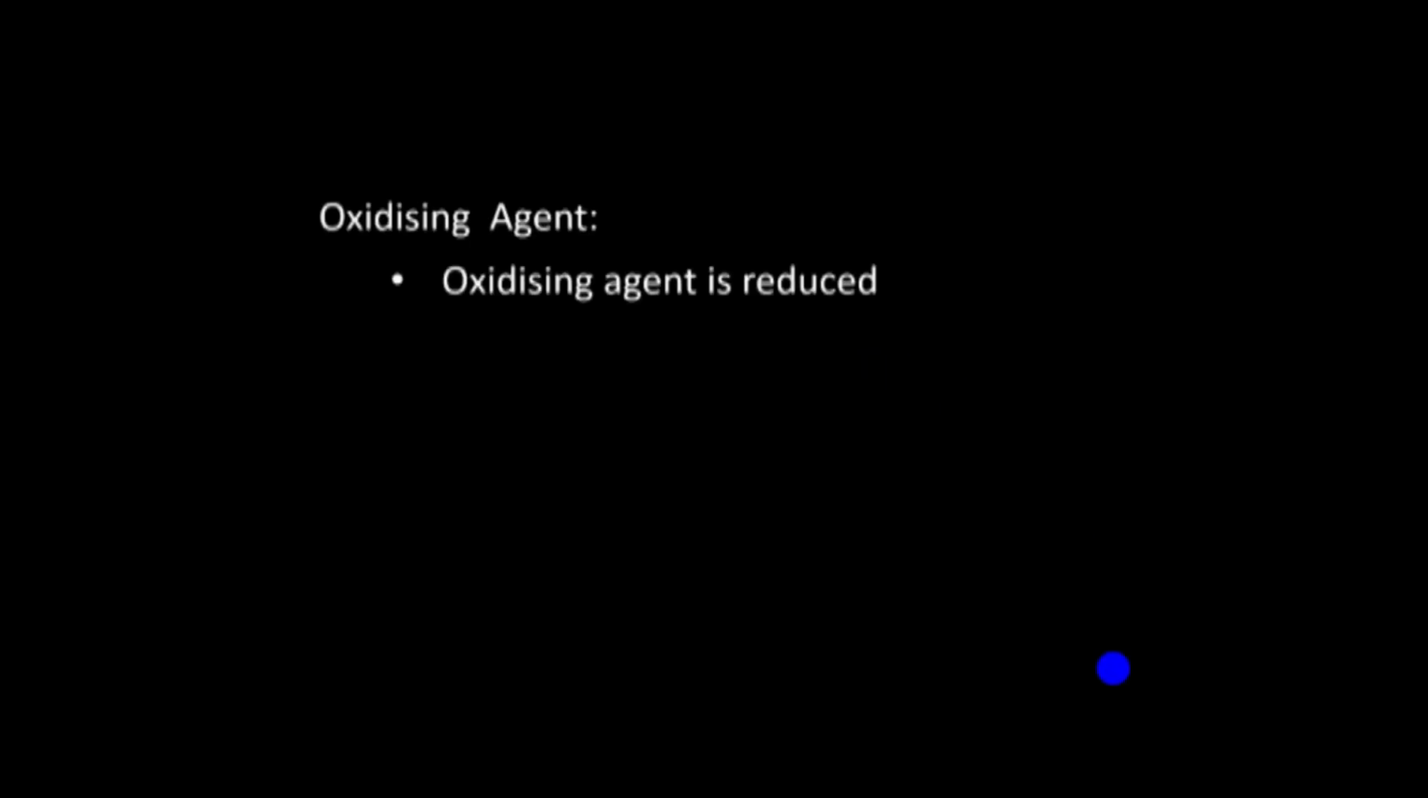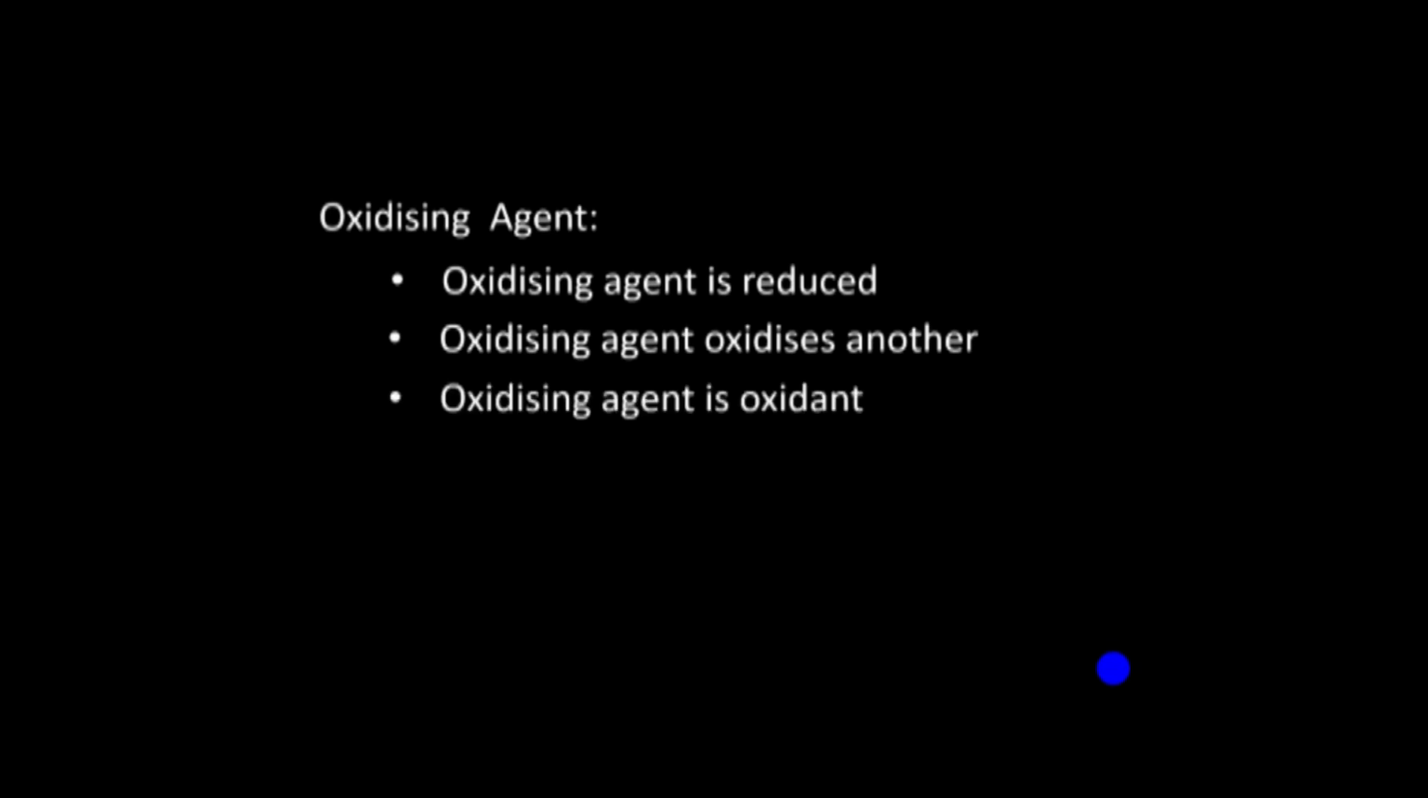Then oxidizing agent and reducing agent. Oxidizing agent is reduced. Oxidizing agent oxidizes another one. Oxidizing agent is the oxidant. All non-metals except carbon and hydrogen. Then potassium dichromate, potassium permanganate, and the higher valency compounds of variable valency elements like iron 2, iron 3. Iron 3 is the oxidizing agent.